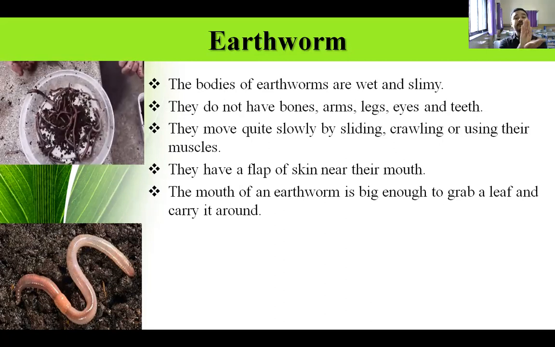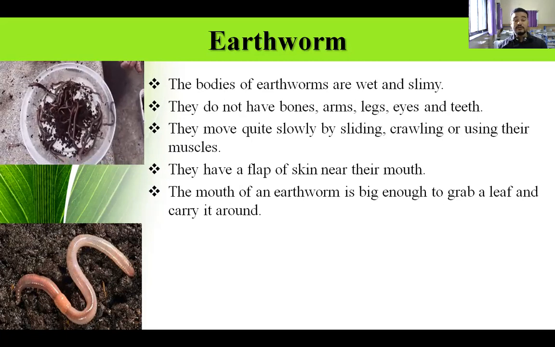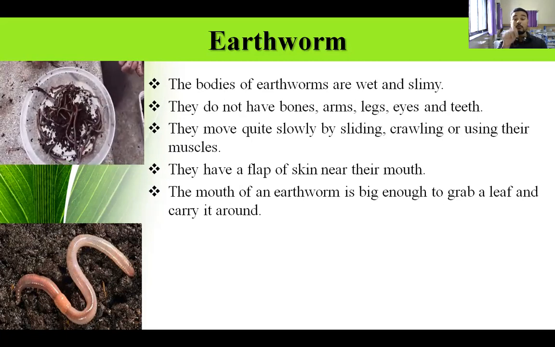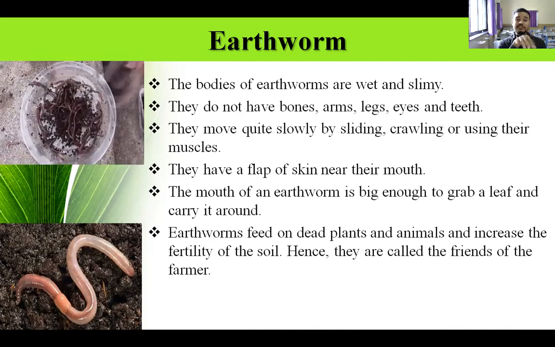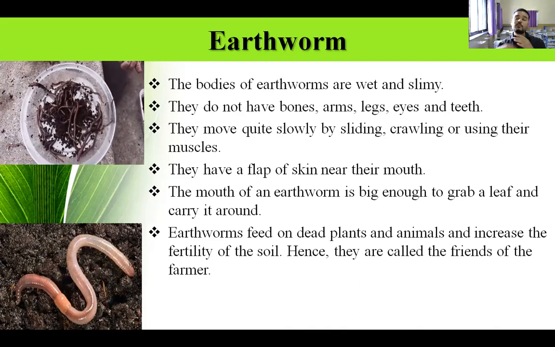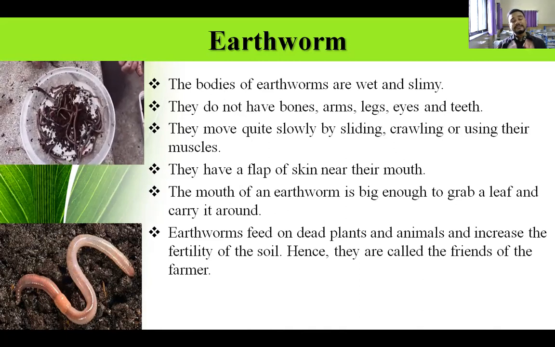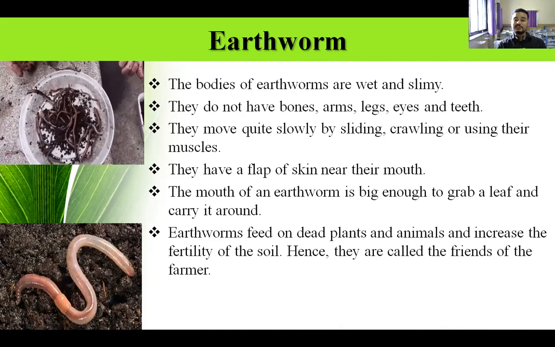So they can grab leaves of a plant and eat them or carry them from one place to another. This is also one advantage of their body structure. Now these earthworms generally feed on dead plants and animals. When they eat those, they start decomposing them, and that decomposed material can be used as a fertilizer for our farms.